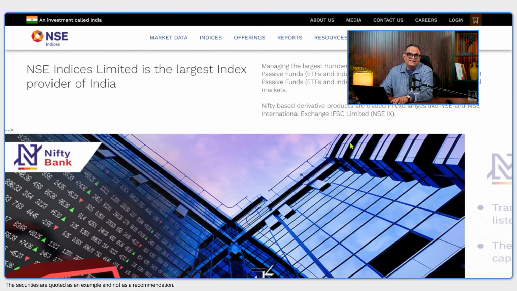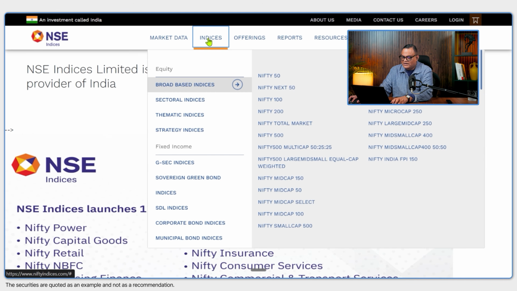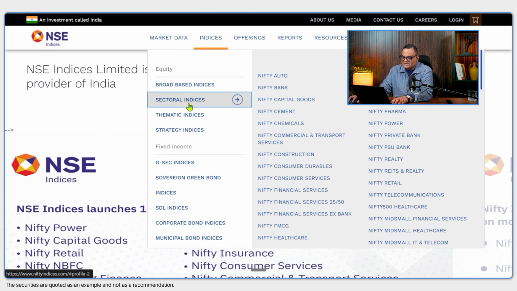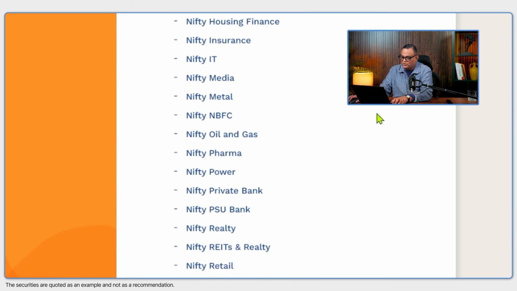Now, the first example that I would take is how to use the NSE sector indexes and create an equal weighted index out of them. Step 1, you would have to go to niftyindices.com, and in Nifty Indices, if you click on the Indices tab, you would get sectoral indexes. So you click on sectoral indexes. Here you see the list of 34 indexes.